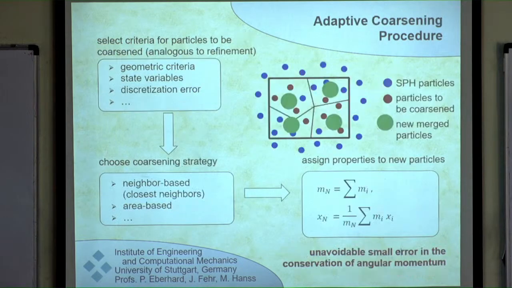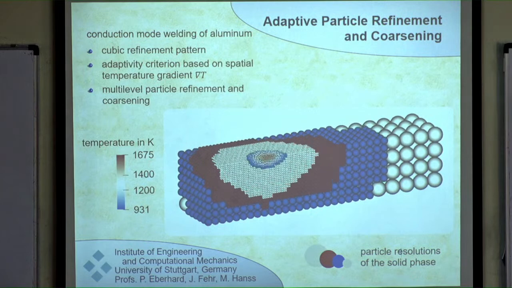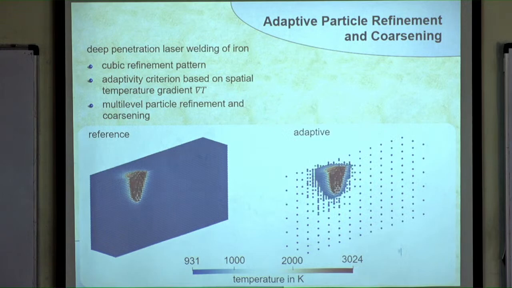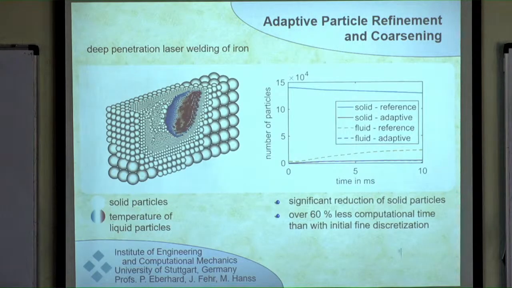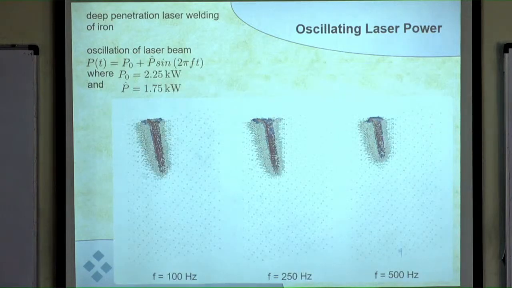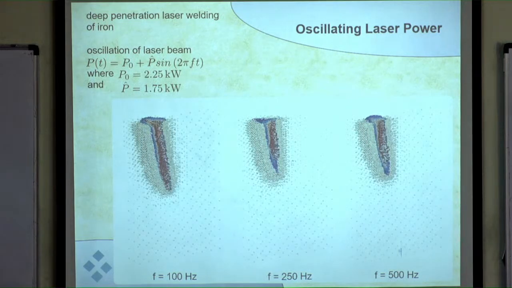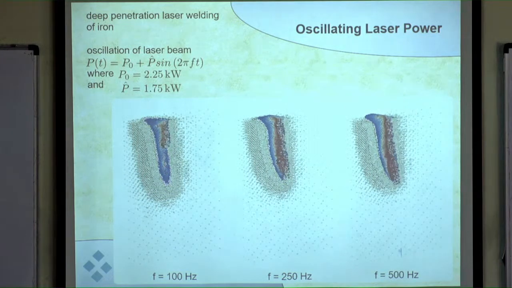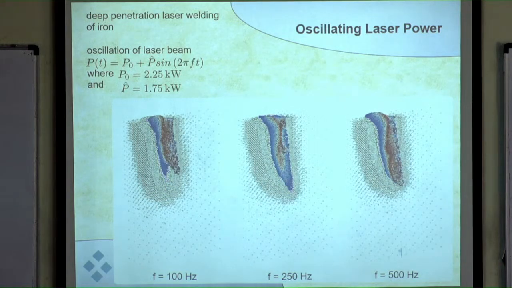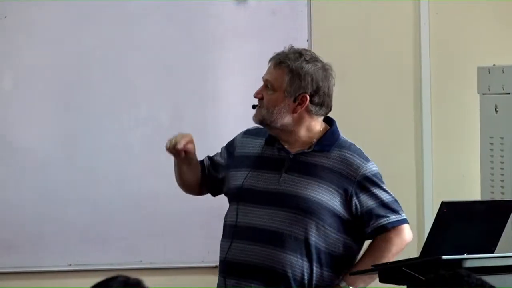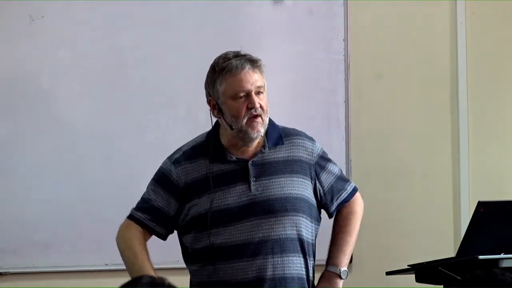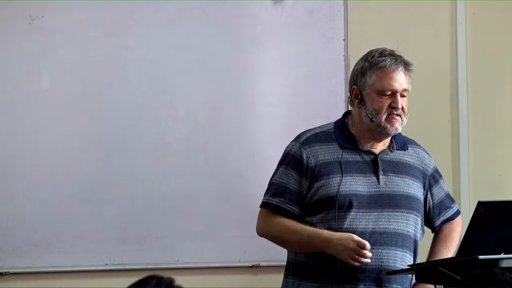I will jump over the next things, adaptive refinement, to make them more precise and less precise in the area where you need it. I want to concentrate more on something else. Now, the issue is, whenever there's a nice process and the process is working, people in industry are thinking hard, how can we improve it? One thing to improve is to make an oscillating laser power. Not to always have the same power, but to make it stronger, weaker. And this gives you a much nicer situation.